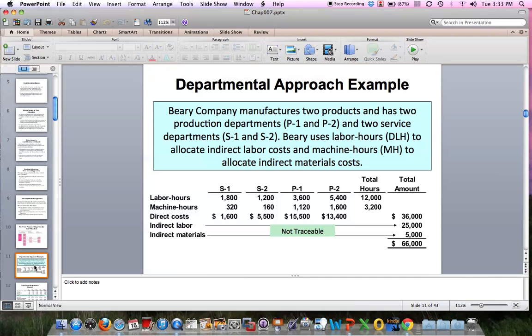You can see from the data given the labor hours by the different departments, the machine hours by the different departments, and total hours here. You can see the direct costs, which don't have to be allocated, and so you've got 36,000 of those. And then you've got the indirect labor and indirect materials that are not directly traceable and need to be allocated somehow. So that's what we have to figure out: this 25,000 of indirect labor and this 5,000 of indirect material.